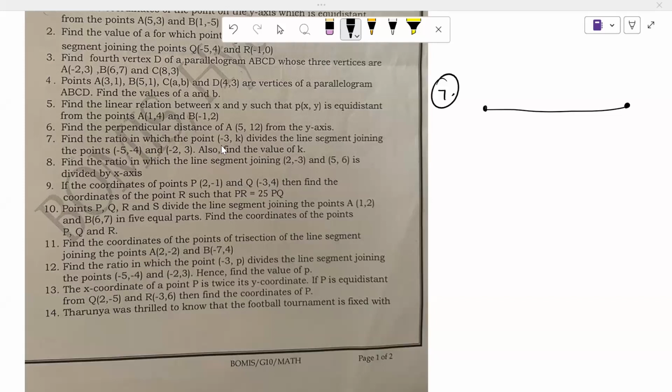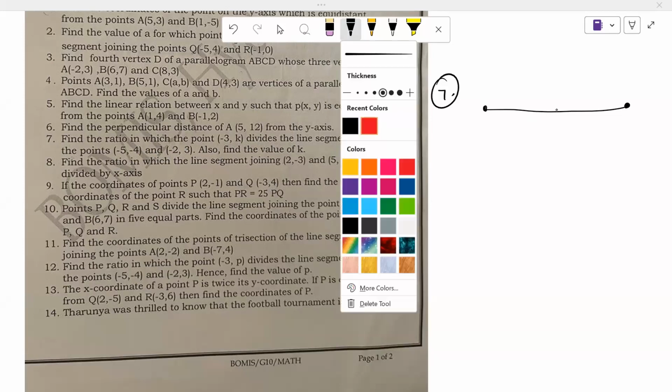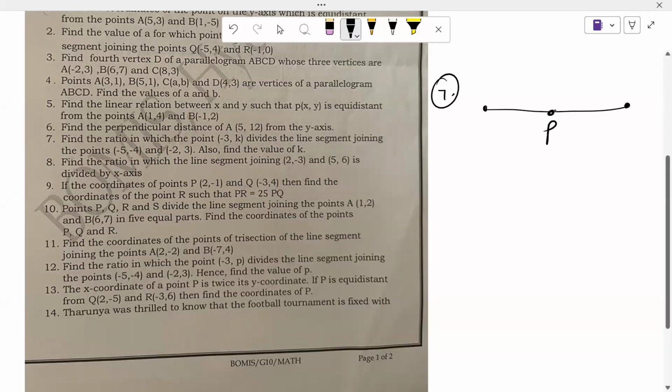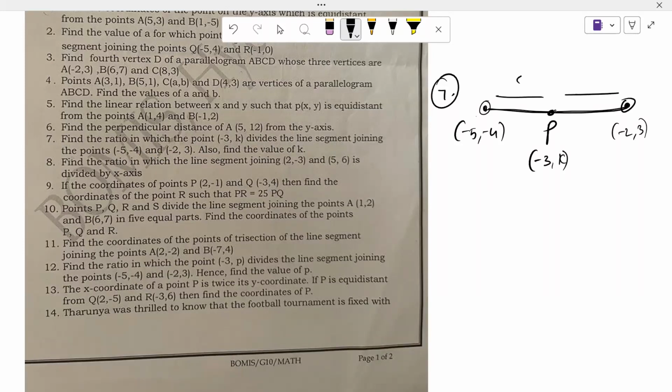Find the ratio in which the point -3, k divides the line segment joining the points. See, let's say there is a point P which is dividing the line joining the 2 points. So the point P is -3, k. This is dividing the line segment joining the points -5, -4 and -2, 3. Now he is asking in which ratio it is dividing.